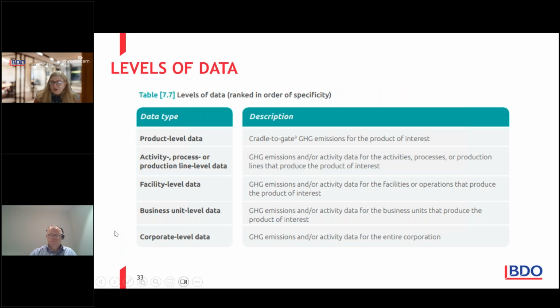There are also levels of data. There's product level data, so it's a specific product that you acquire. What is the emission in that particular product? Or there could be an emission within an activity, a process or a production line, so it's not that particular product. A number of products are produced and the emissions are spread out evenly. It could be at a facility level, a business unit level, or a corporate level. Product level data is obviously most accurate. At a corporate level, it's aggregated across the entity.